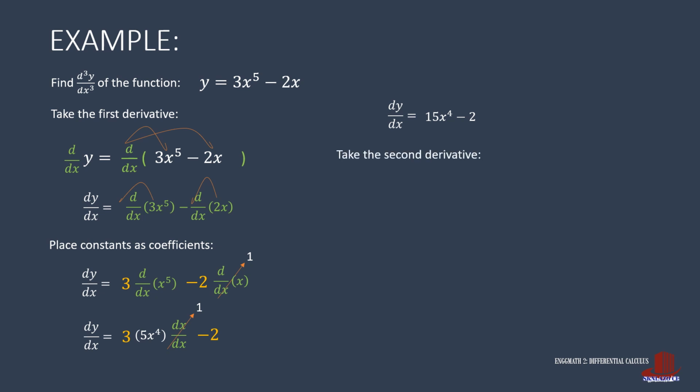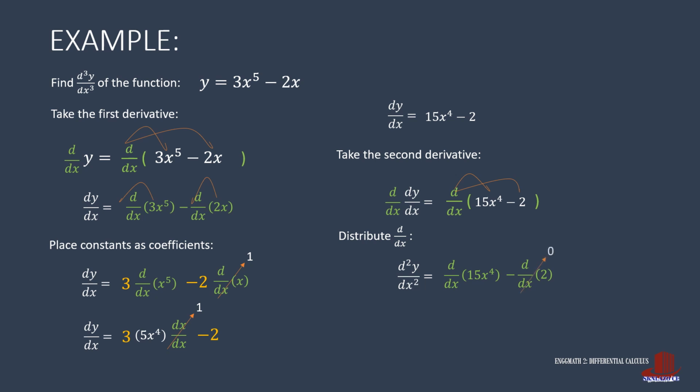We then continue with the second derivative. So from dy over dx, we differentiate it again. Repeating the same process, distribute d over dx to each term. So the second derivative of y with respect to x is then the derivative of 15x raised to 4, then the derivative of 2. The second term will then be zeroed out, as it is purely a constant.